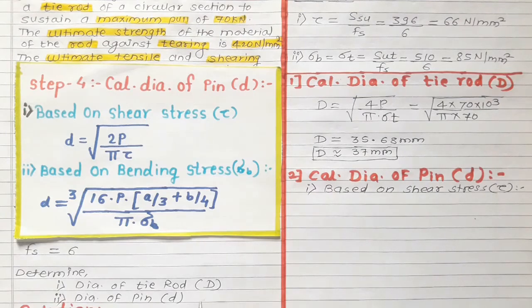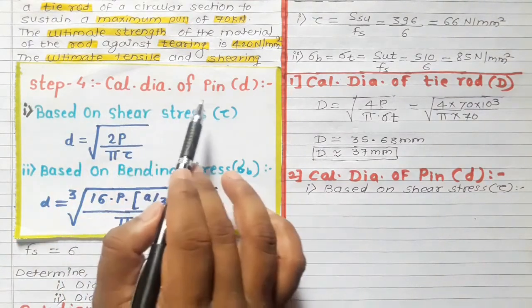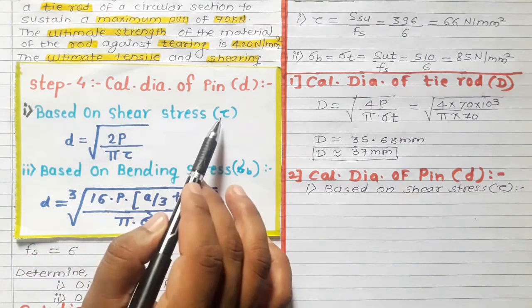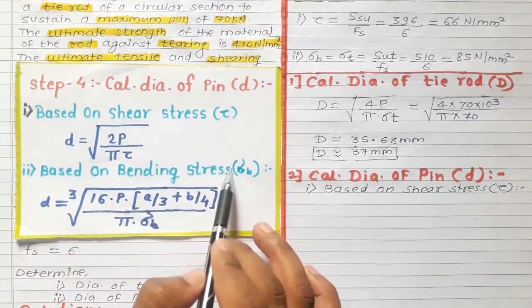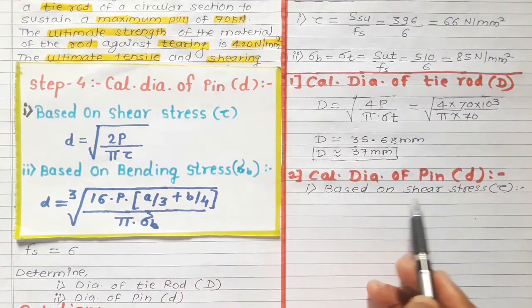Now the second point that we have to determine in this numerical is the diameter of pin small d. But from the step number 4 we know that the diameter of pin small d can be determined on the basis of shear stress, that is tau, and on the basis of bending stress, that is permissible bending stress sigma b. So now let us find out first based on shear stress.